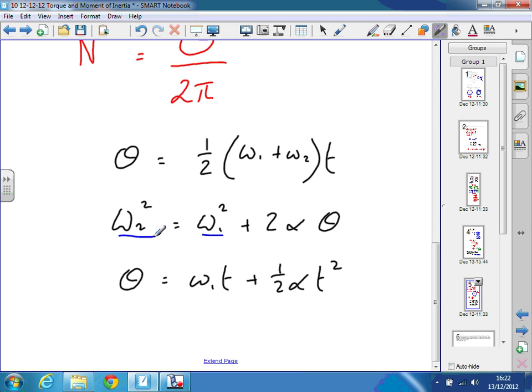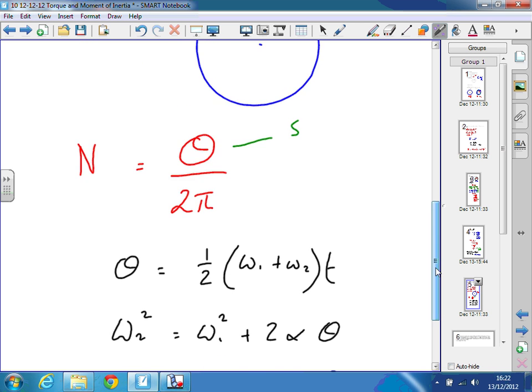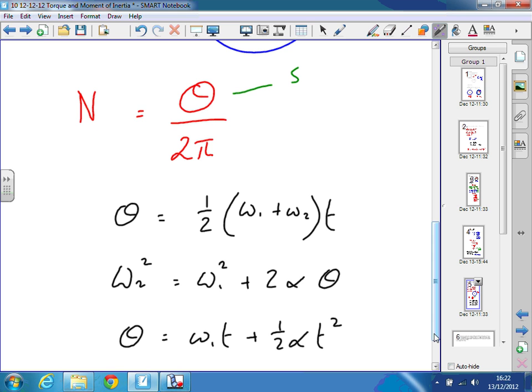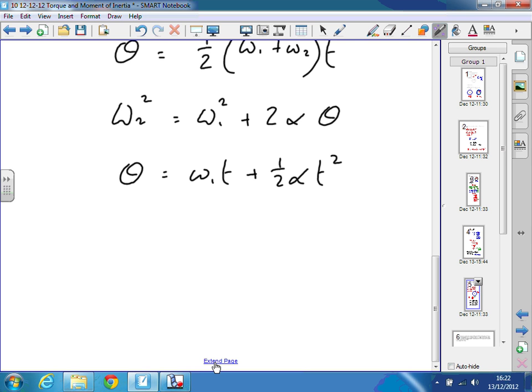Trouble is we don't know alpha, and that includes the time. So what else might we do? What else do we know that might help us here? We know also that the torque equals alpha I. That also involves alpha. Do we know the torque? Yeah. Do we know I? No, but can we find I? Yeah. So it looks like we've found a route.